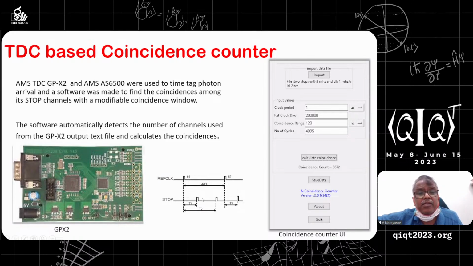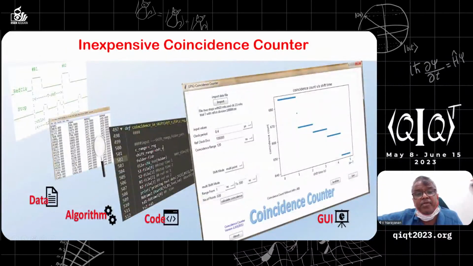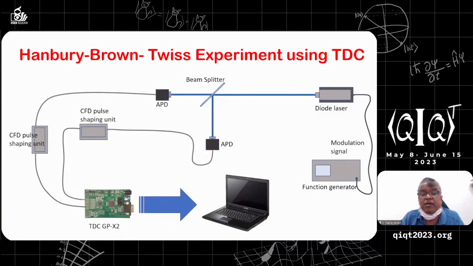So I'll speed up this. Again, we have developed this inexpensive one, and we have carried out experiments for 2 different light sources. We have done the Hanbury Brown-Twiss experiment. Here is the essence of it.